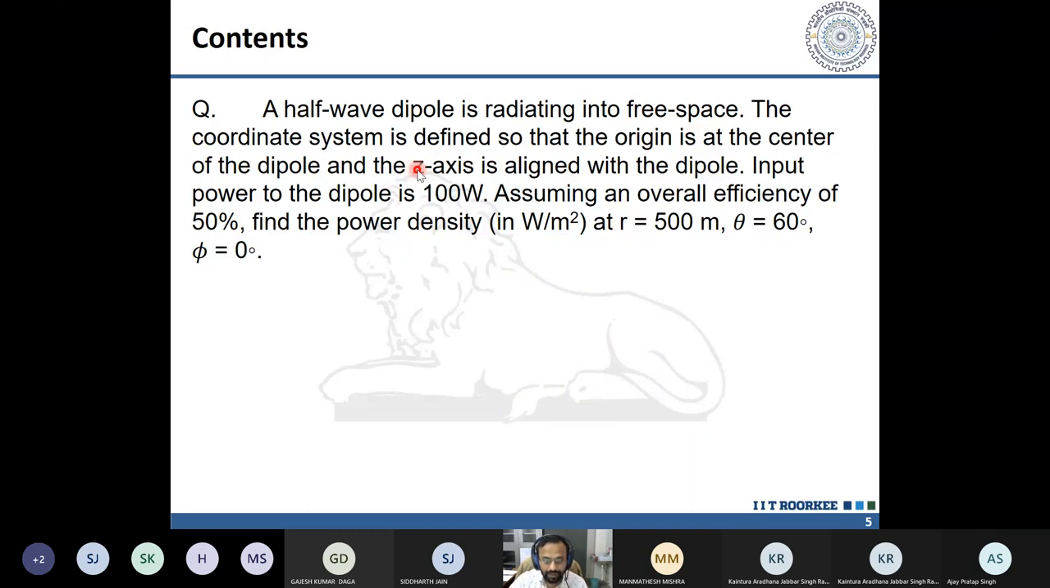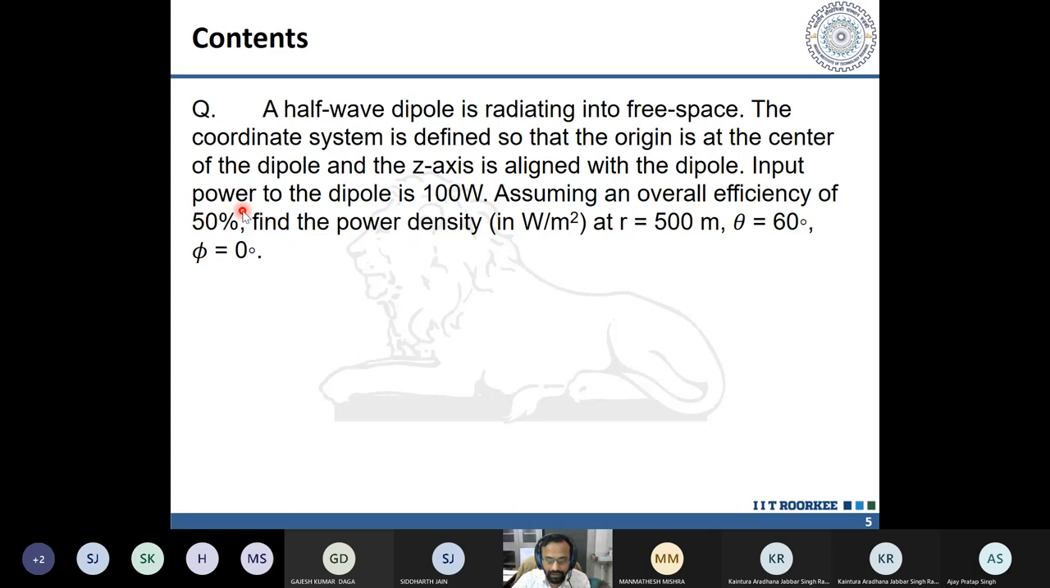The geometry changes, so your theta and phi are going to change. You have to redo it if the antenna is oriented along the x-axis or the y-axis. Input power to the dipole is 100 watt, assuming an overall efficiency of 50%. What do we mean by overall efficiency of 50%? It's the total efficiency, which includes the reflection losses, both reflection efficiency and radiation efficiency. So the total efficiency is 50%.